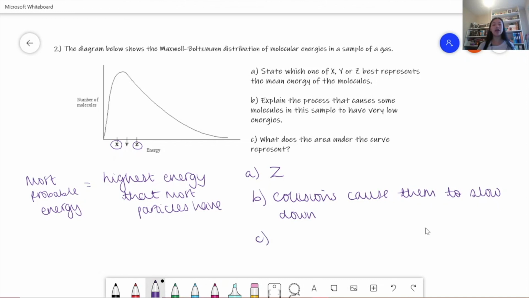And then for C, what does the area under the curve represent? Now this is a very important point because it's really easy to trip up on what this area actually represents. The area represents the total number of molecules in the sample. And that's why when we do have an activation energy on the graph, say here, then this area is the number of molecules possessing that activation energy or more, because the whole area is the total molecules in the sample.